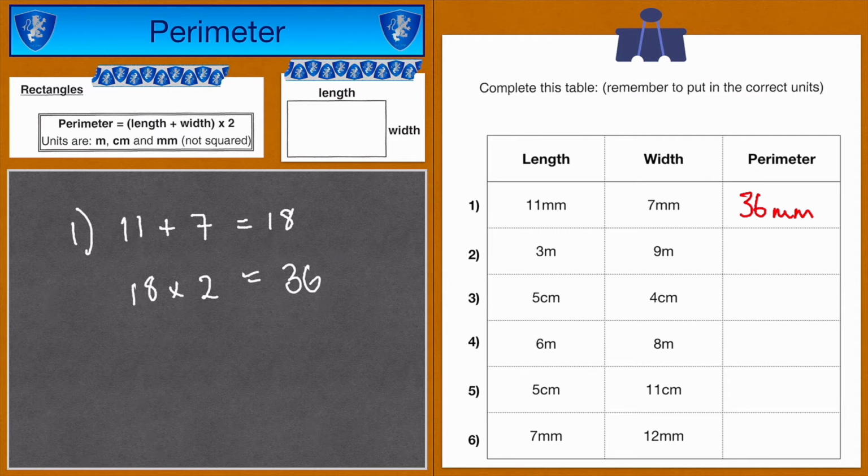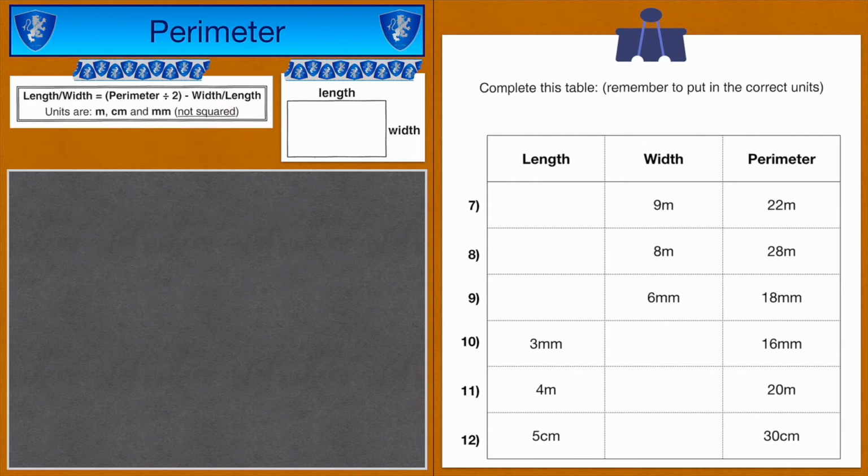So number 2, we just say 3 add 9 is 12, double that is 24, and it's metres. Number 3, 5 add 4 is 9, double that is 18 centimetres. 6 add 8 is 14, double that is 28 metres. 5 add 11 is 16, double that is 32, and then 7 add 12 is 19, 2 times 19 is 38. So it's quite simple, just add them together and double them.